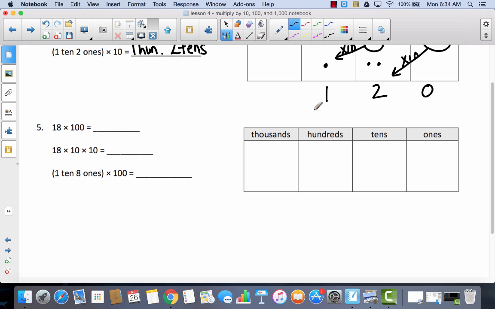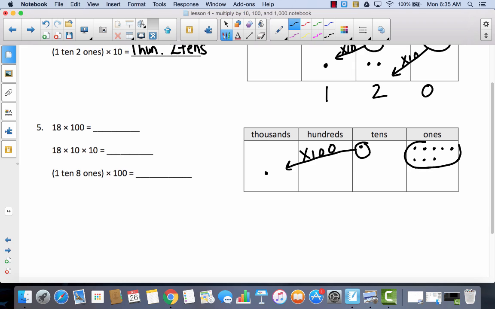All right, so for number 5, we have 18 times 100. So that would be 1 ten and 8 ones. Now notice when I do my ones, I like to put these into groups of 5, just like they do in Zearn, because I think it's so easy to just say 5, 6, 7, 8. All right, so this time I'm multiplying times 100. So I could do 10 times 10, but I know 10 times 10 is 100, so I'm just going to go right straight across and say times 100.